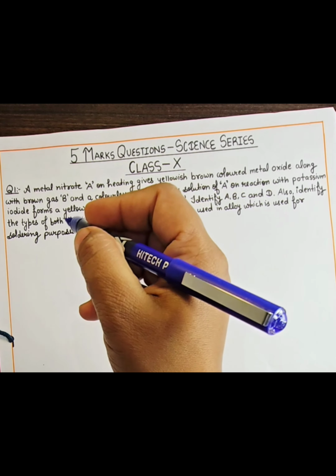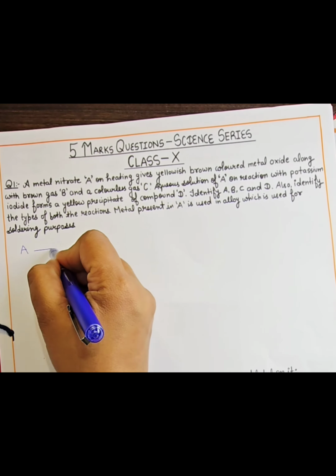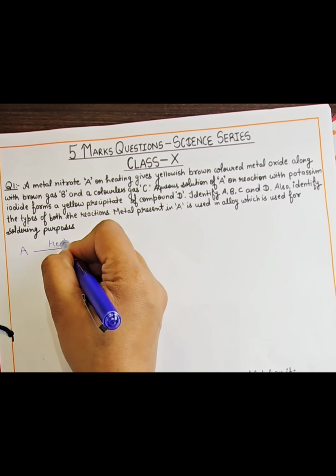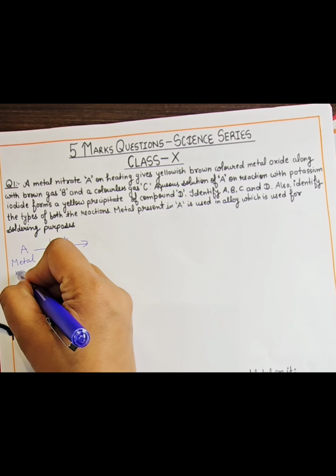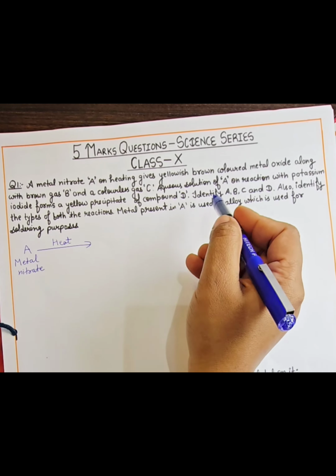So first of all you have to write down the series, like what series they are talking about. Okay, so metal nitrate A on heating, that means you are heating A, so just on an arrow write down heat. And A is your metal nitrate. On heating gives yellowish brown colored metal oxide, so it is giving a metal oxide which is yellowish brown in color, along with brown gas B. So B is a brown colored gas and a colorless gas C. This is a colorless gas.